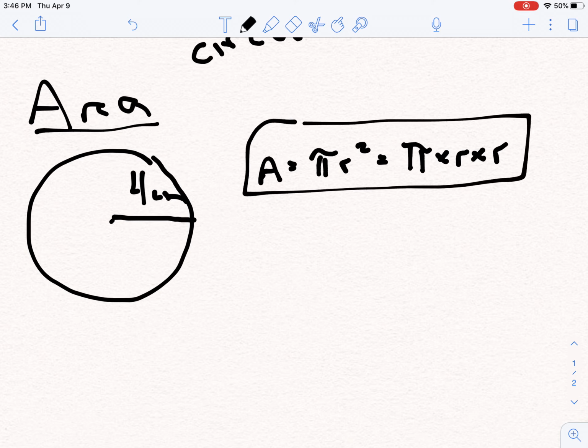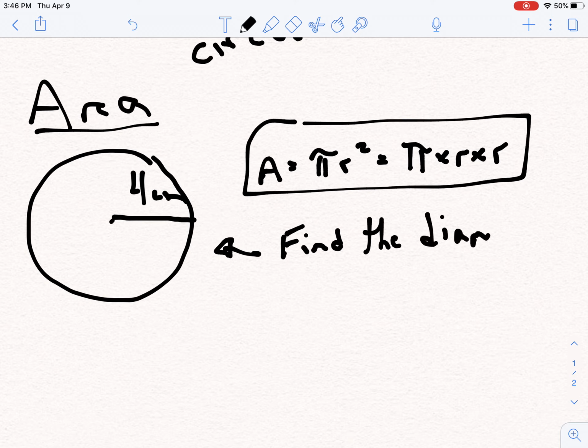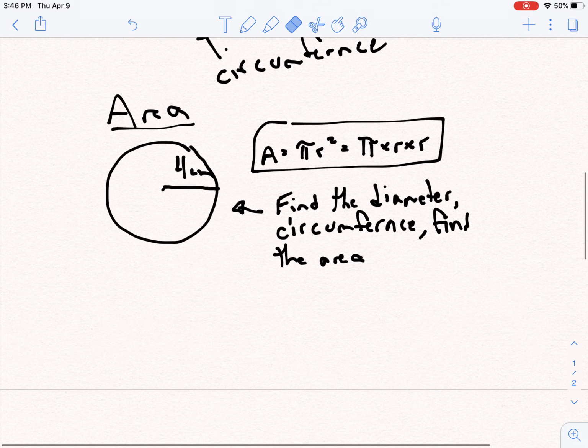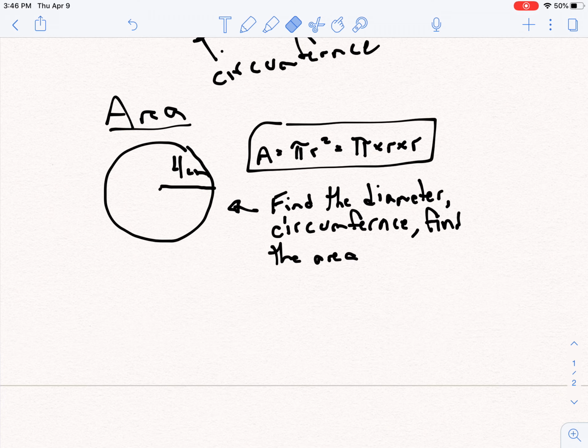Now for this shape, I want you to find the diameter. I want you to find the circumference, and I want you to find the area. So I want 3 pieces of information about this circle that we drew. And we're going to figure out those 3 pieces of information by using those different formulas that we talked about. Okay, so those are the pieces of information that I want to get.